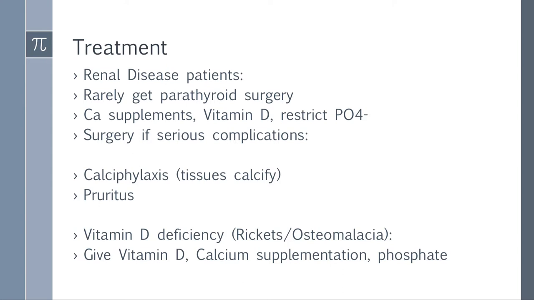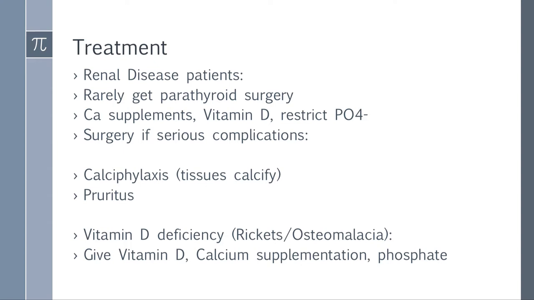So when do you do surgery? You do surgery if you have serious complications. So what is that? Calciphylaxis, your tissue starts calcifying. You have pruritus. One of the common things of hypercalcemia and renal disease is you have too much calcium, you get a lot of itching, right? That's going to be very distressing for the patient. So that's when you would do an operation. But this very rarely gets done, and so it's highly unlikely to get asked in a question.